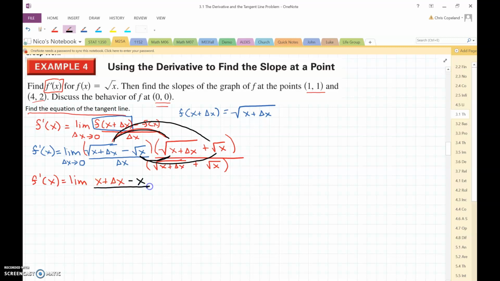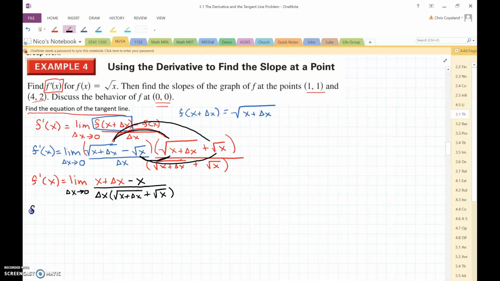All over the denominator, which I'm not going to multiply through. I'm just going to write it as a multiplication problem. So it's going to be delta x times the square root of x plus delta x plus the square root of x, as delta x goes to 0.